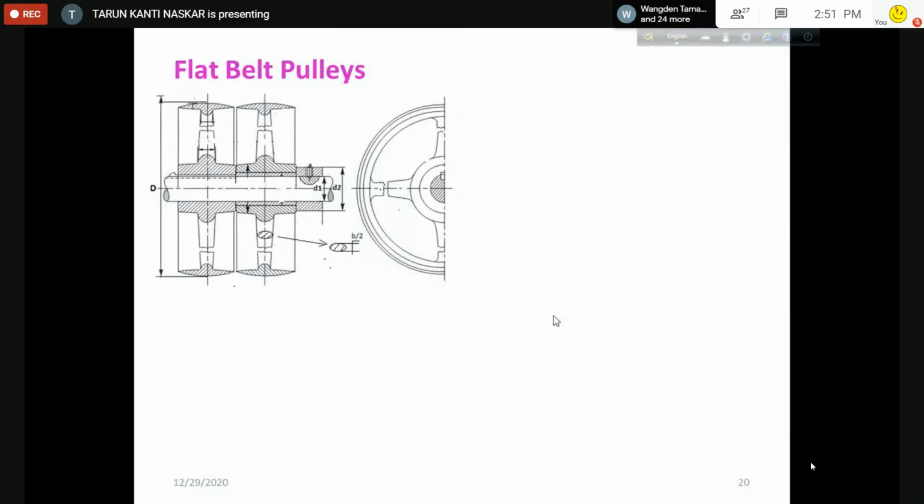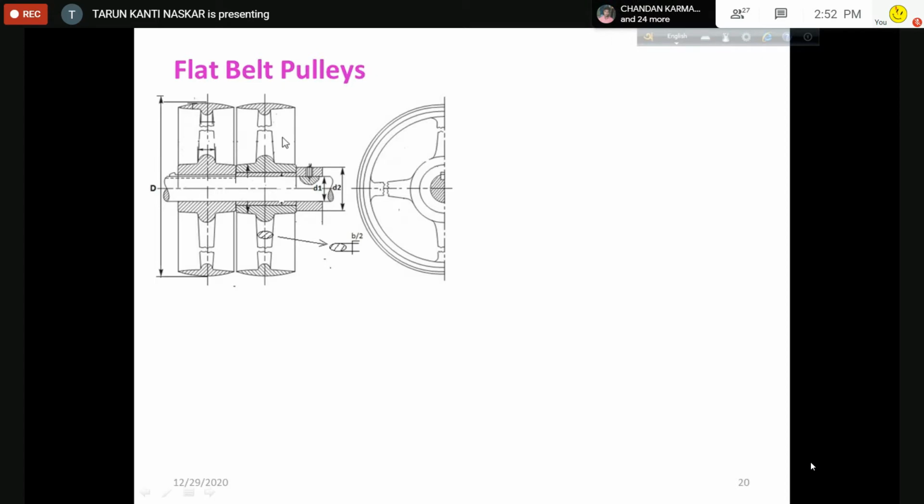These are flat belt pulleys, and I think you have drawn in your class the flat belts, flat pulleys. Have you drawn it in any class? Flat pulley? Yes, sir. Second year, first semester. Okay. Machine drawing.